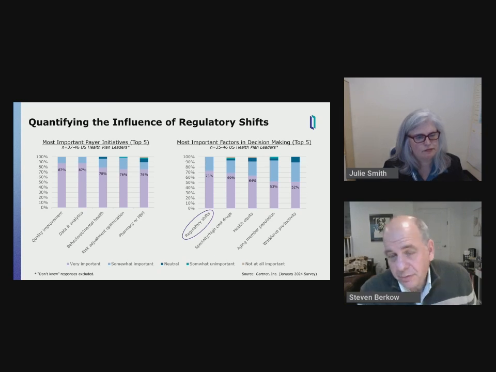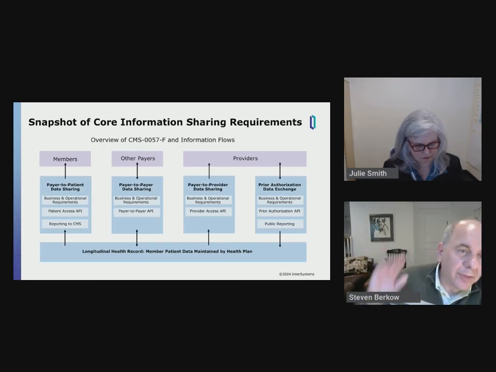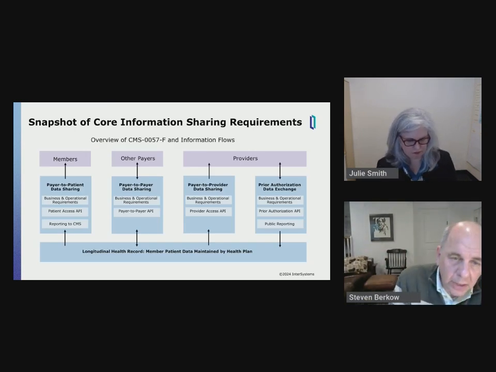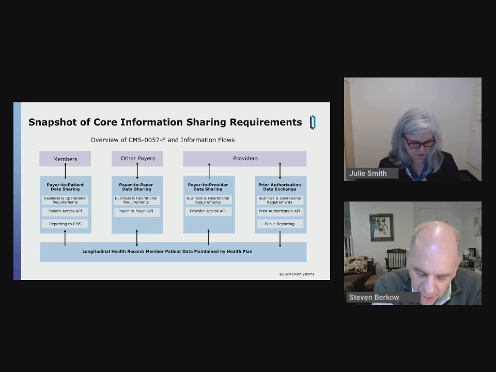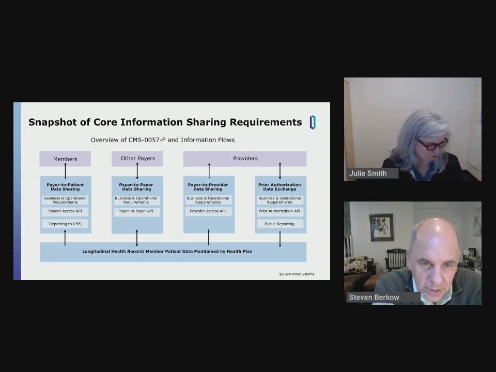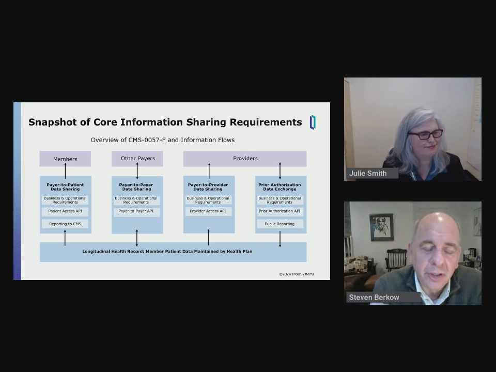And that's effectively what we want to do a lot of today. The next slide is just a 100,000-foot view of what 0057 comprises. I want to call out 4 things about this slide. Number 1, in the middle, it talks about what everybody, I think, gravitates to, the information sharing, the APIs, the 4 of them.